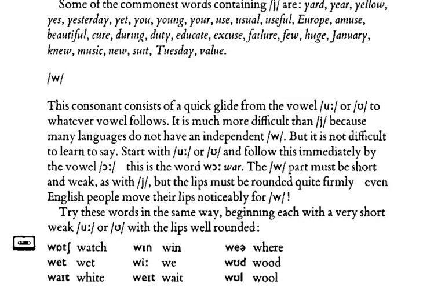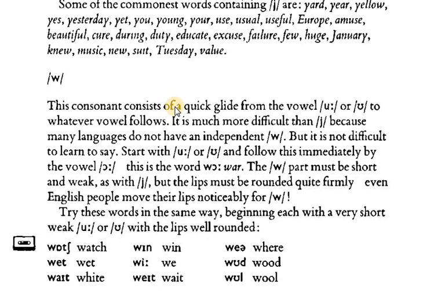Now, we move to the second gliding consonant, which is we. This consonant consists of a quick glide from the vowel u or u to whatever vowel follows. It is much more difficult than ye, because many languages do not have an independent way sound. But it is not difficult to learn to say. It is an easy matter to learn how to pronounce the sound well.